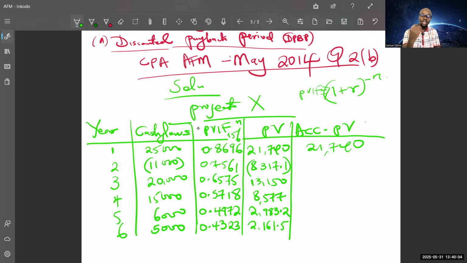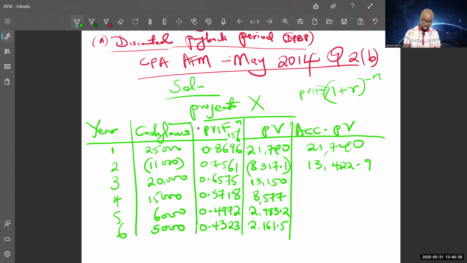It's like now we are deducting. And what am I getting? I'm getting 13,422.9, like that. We go to year number 3, and it is the same figure, what we've gotten. Because we are doing accumulation, we are adding that to the cash flow, this present value in year number 3, and we add 13,150, like that.